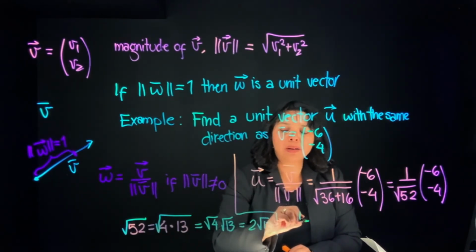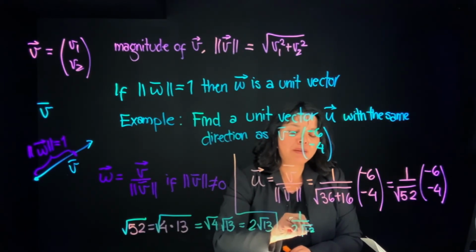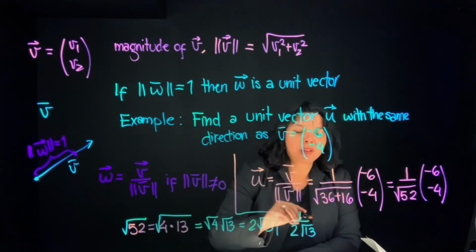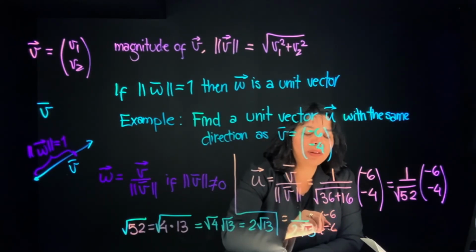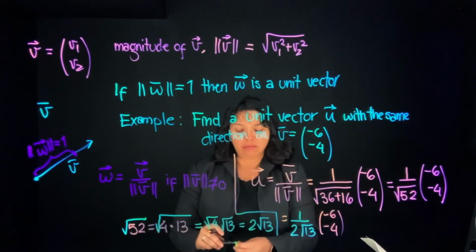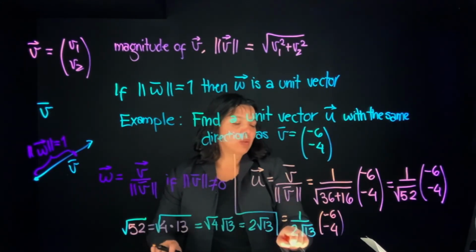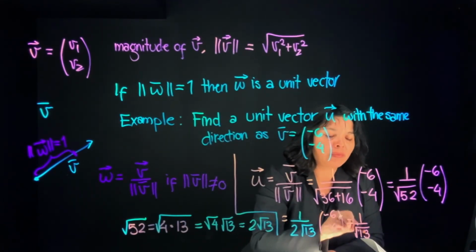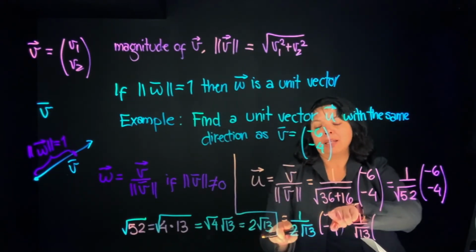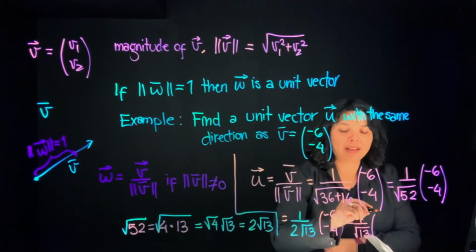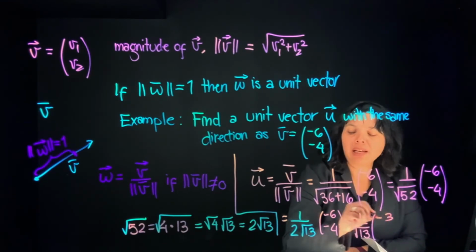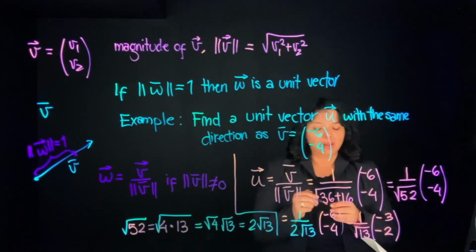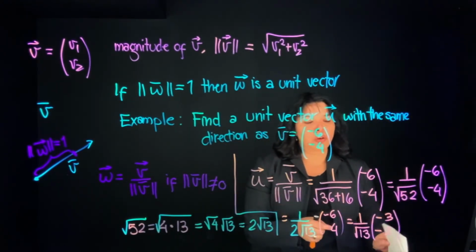So I am going to use this idea with this. So this is 1 over 2 square root of 13. This continues here, times negative 6, negative 4. And now I can use this 1/2 applied to this, so I end up with 1 over square root of 13 times negative 6 times 1/2 gives me negative 3, and negative 4 times 1/2 gives me negative 2. So this is the form that the solution shows up.